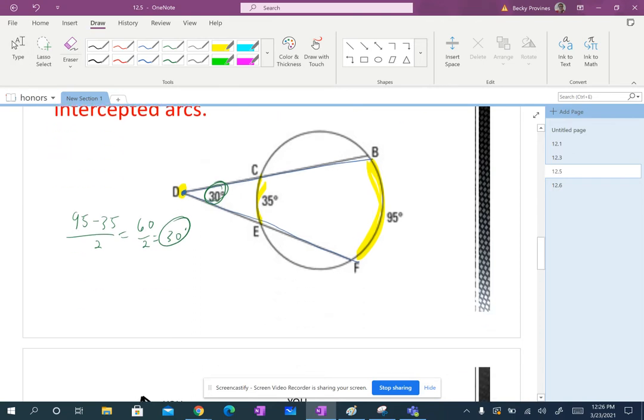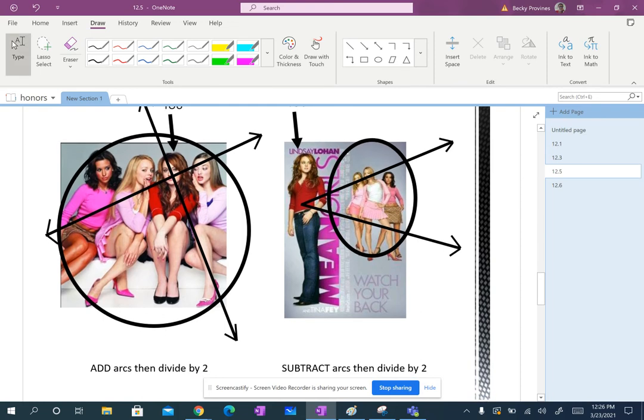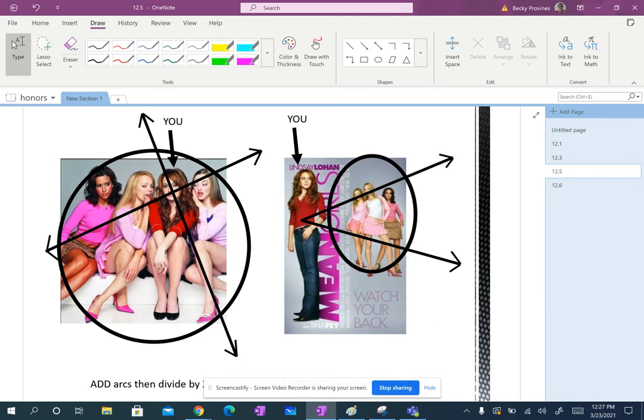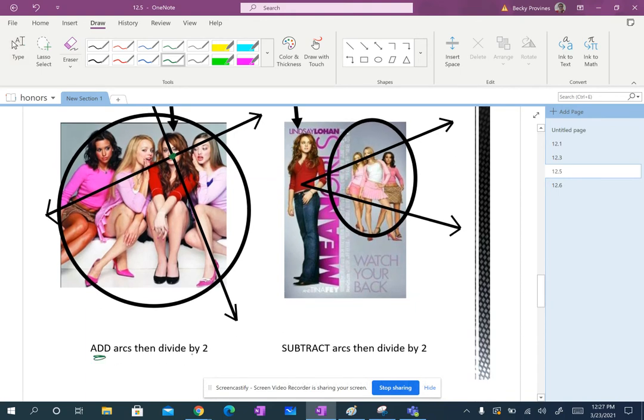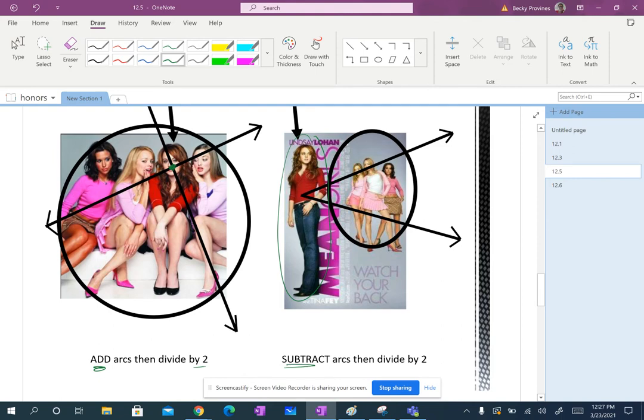Perfect. Now, I have a silly way to make you remember this. You've probably seen or heard of the movie Mean Girls. If you're part of the group, they have added you in, right? So if you're in the group, you're going to add and then divide by 2. But sometimes you're the girl in the red. Sometimes you're not in the group and they have subtracted you from their little group of friends. So you are subtracting and then dividing by 2.